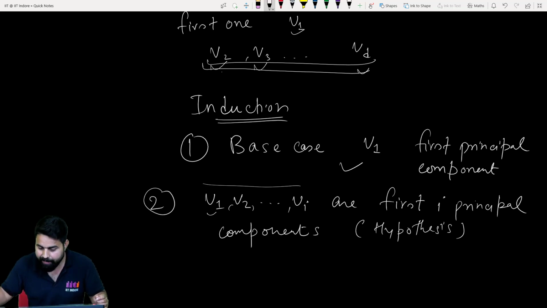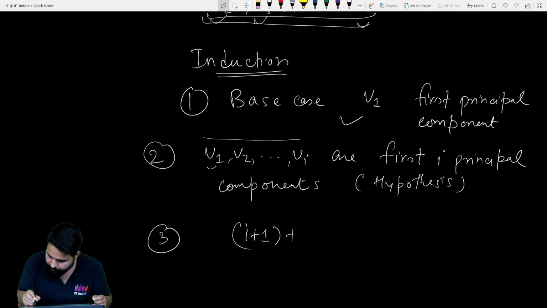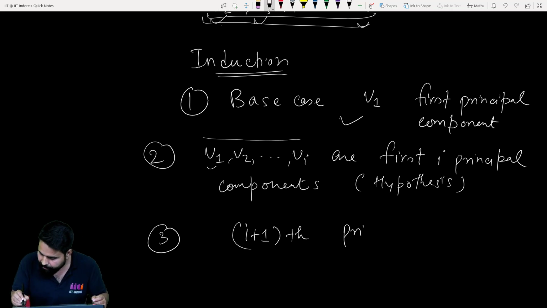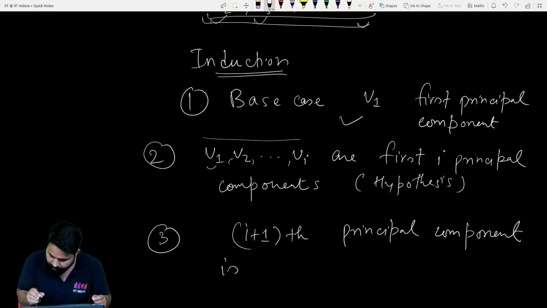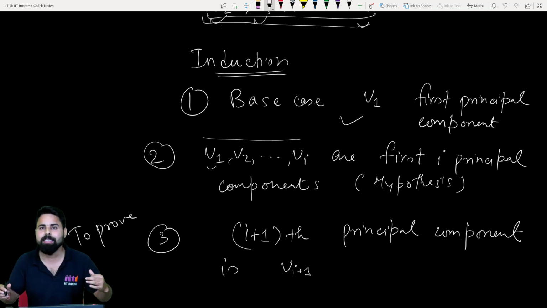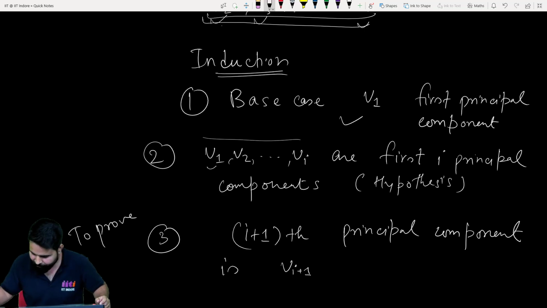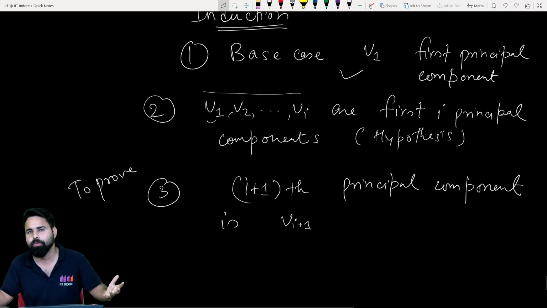Now we will prove that the (i+1)th principal component is nothing but Vi+1. If I am able to prove it, that means I will have proved that all these eigenvectors are nothing but principal components. Okay, very good. So how will the proof go on?